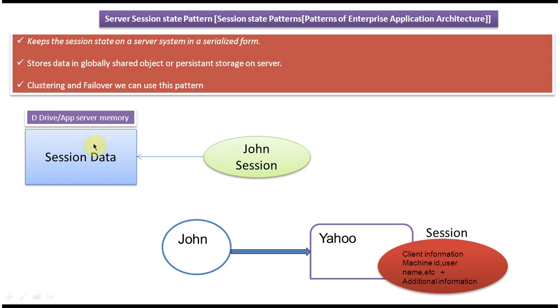John has entered into the Yahoo server, and John's session is created, and once he logs out, the session will be discarded. So before discarding, save that John session in the app server memory, so that when he logs in again to that system the next time, we can take John's information from the D drive or app server memory, and we can reuse it. We need not formulate that session information again and again.